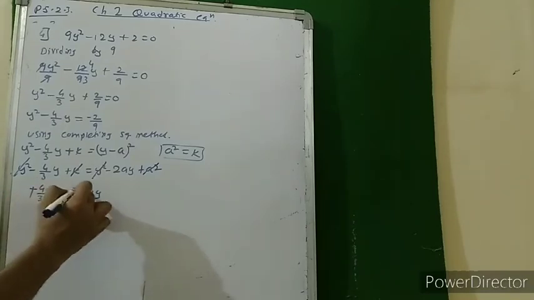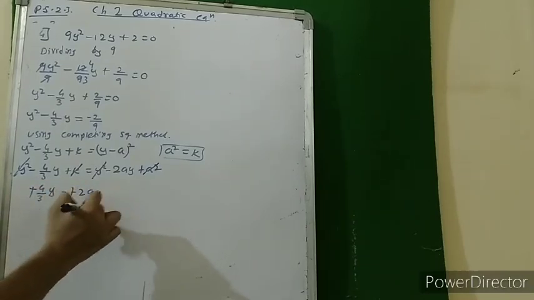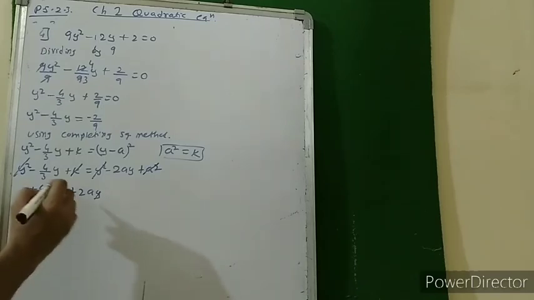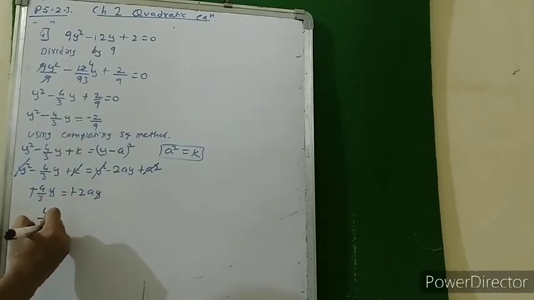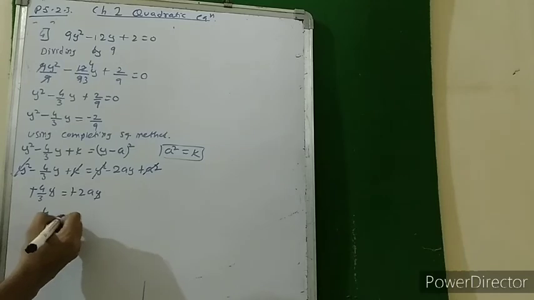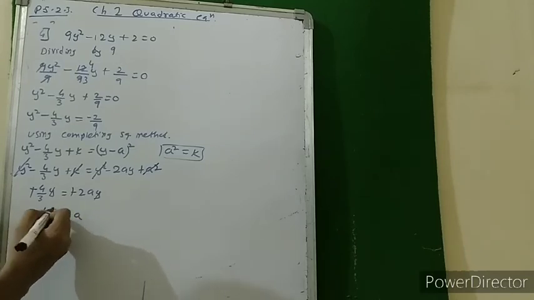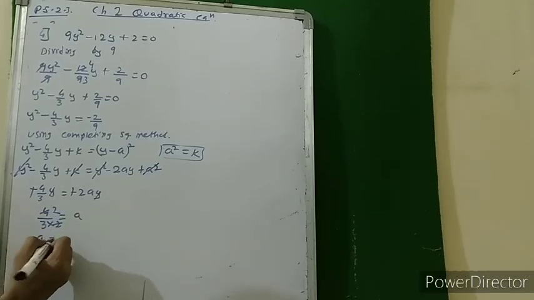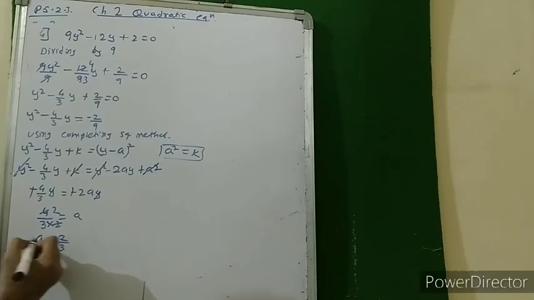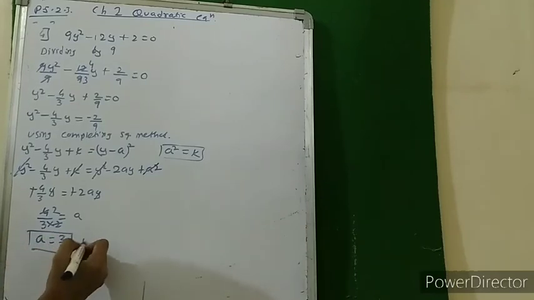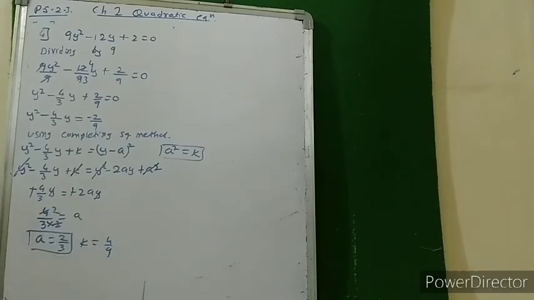So minus minus cancel, y cancel. This 4 upon 3, the 2 will also come here and get divided. I will have the value of a. 2 1s are 2, 2 2s are 4, so the value of a is 2 upon 3. Therefore the value of k is 4 upon 9.